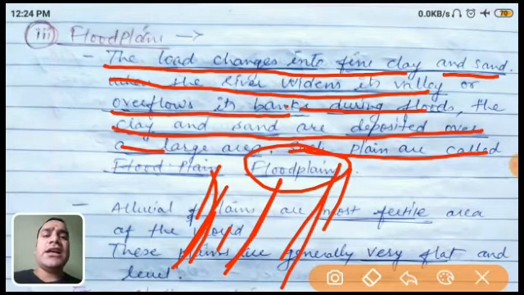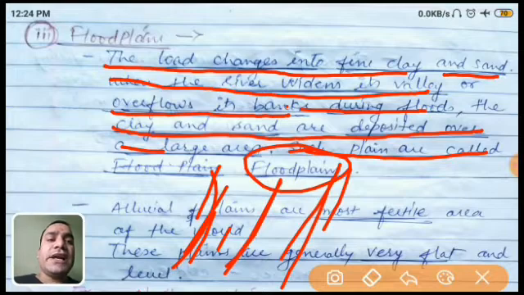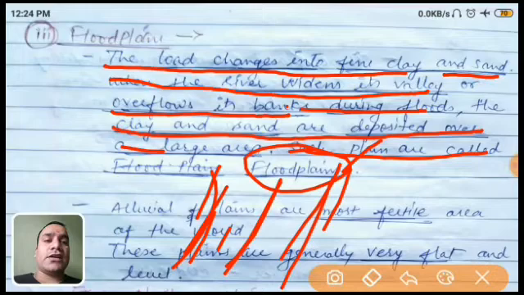Such plains are called the floodplain. Just like the alluvial plain is formed, this floodplain is also formed. But the only difference is that the floodplain is formed by floodwater, it means flooded by the river in the valley region. But the alluvial plain is in the plain region, in the low-lying area.